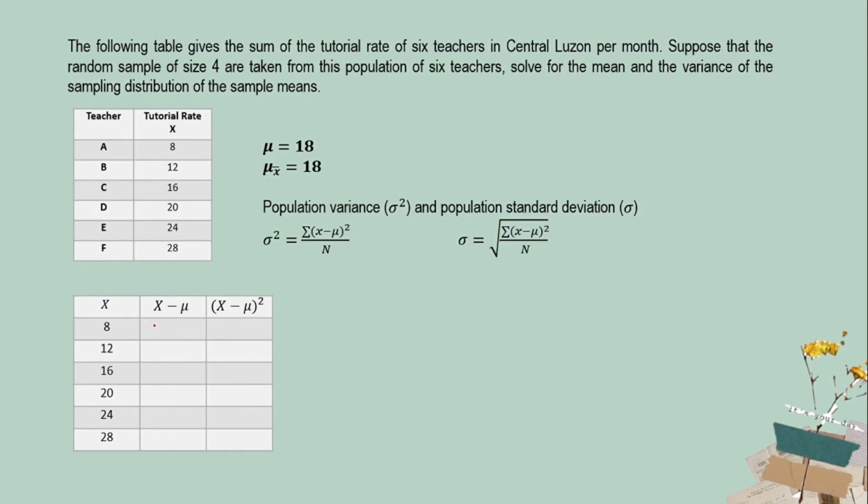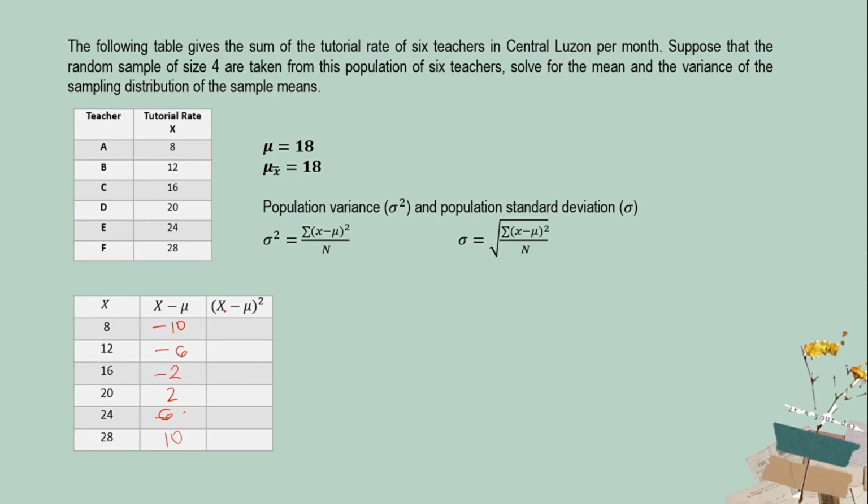So 8 minus 18 is equal to negative 10. Then 12 minus 18 is negative 6. 16 minus 18 is negative 2. 20 minus 18 is 2. 24 minus 18 is positive 6. Then 28 minus 18 is 10.